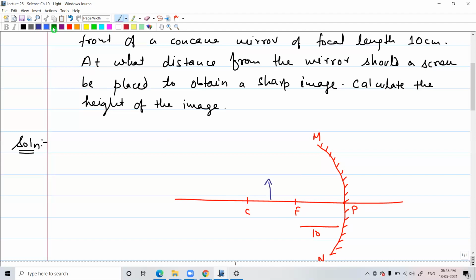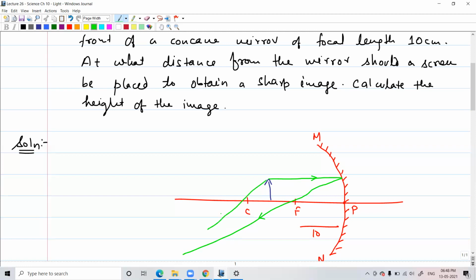Then what do we do? We take a light ray from here and throw it parallel to the principal axis. After that, it should get reflected back through the focus. What else? Where else can I get the light from? It will also pass through the focus. The parallel light goes through focus, and then we can make another light ray which passes through the center of curvature.